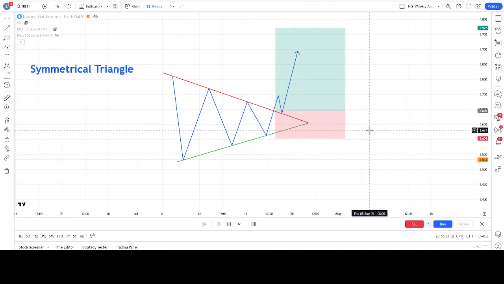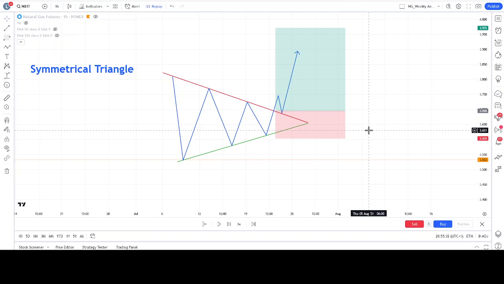Now many a times I have seen traders getting confused between symmetrical triangle and ascending triangle. So for all the new viewers of this video, you can always go back and refer to the mastering series of ascending triangle, where I have created a detailed video on ascending triangle, but I'll just quickly recap, or maybe just give you the differences in a nutshell.